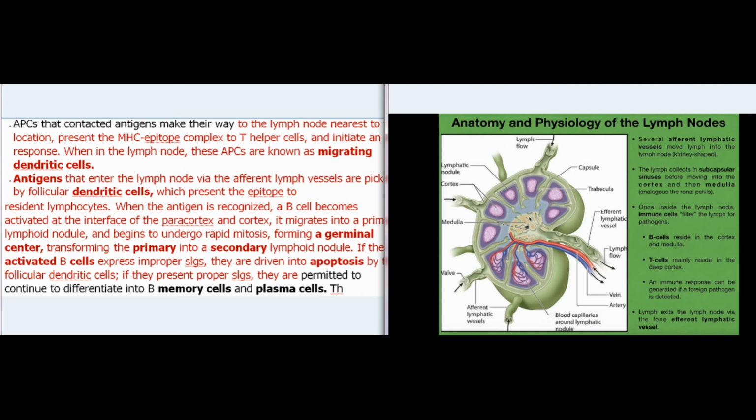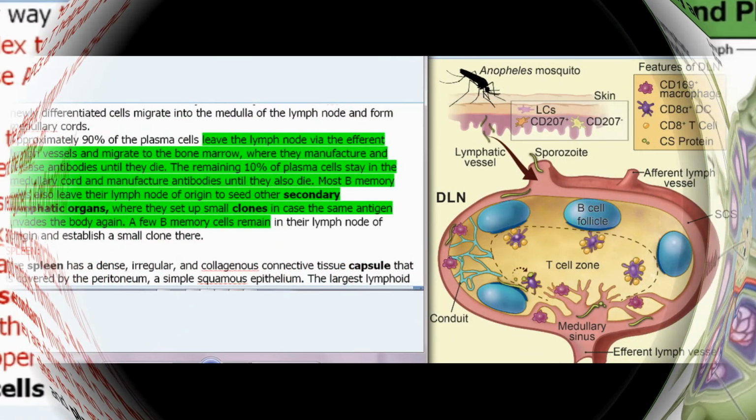When the antigen is recognized, a B cell becomes activated at the interface of the paracortex and cortex, it migrates into a primary lymphoid nodule, and begins to undergo rapid mitosis, forming a germinal center, transforming the primary into a secondary lymphoid nodule. If the activated B cells express improper SLGs, they are driven into apoptosis by the follicular dendritic cells. If they present proper SLGs, they are permitted to continue to differentiate into B memory cells and plasma cells.